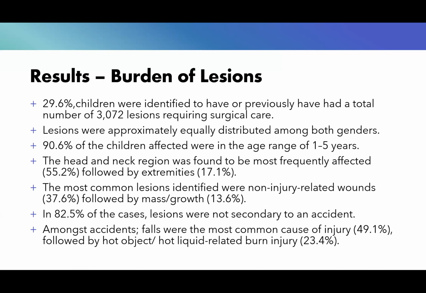So 29% of children were identified to have previously had a surgical lesion, and lesions were approximately equal across genders. Coming to the results of the lesions, we identified 3,000 lesions that required surgical care. Lesions were approximately equally distributed among both genders, and 90% of the children affected were under 5 years of age. The head and neck region was found to be most frequently affected, followed by extremities, and the most common lesions identified were non-injury related, followed by mass or growth.